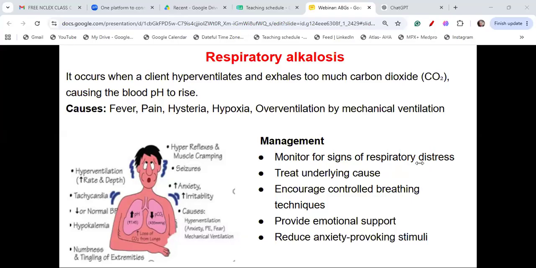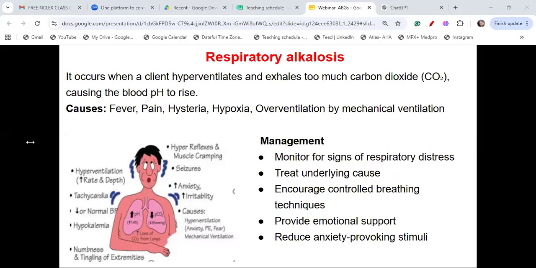On the signs and symptoms, again, it depends on the cause, but generally we have hyperventilation. We also have tachycardia. There may be normal or decreased blood pressure, hypokalemia, numbness and tingling of the extremities. In addition, we have hyperreflexia and muscle cramping, convulsions or seizures, increased anxiety, irritability.